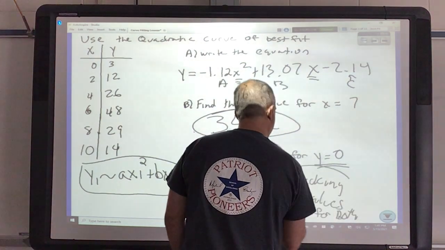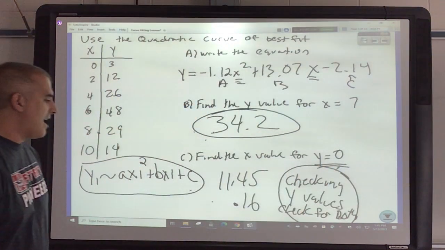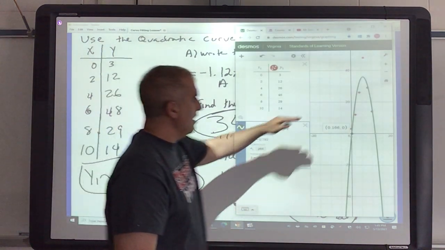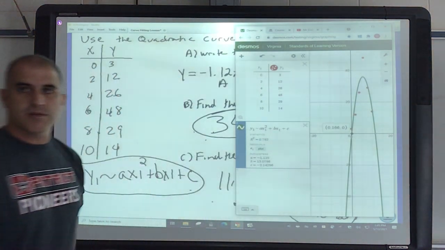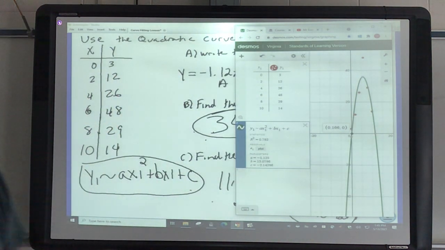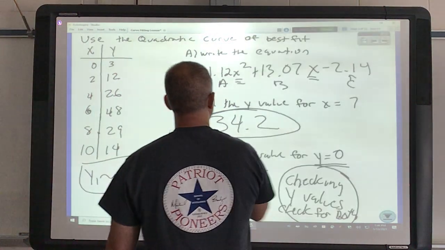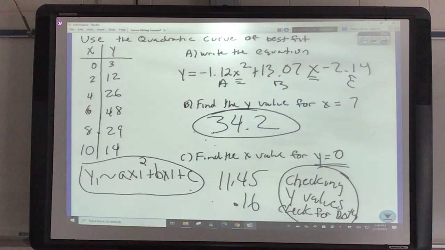When you're given x values, there's only going to be one y. When you're given y values, there are going to be multiple x values. Why? Because you're going to have something on both sides of the U shape. When you get to word problems, you're probably predicting things, so you don't have to worry about that as much. All right, so let's do another one.